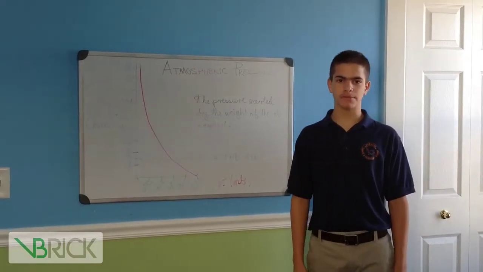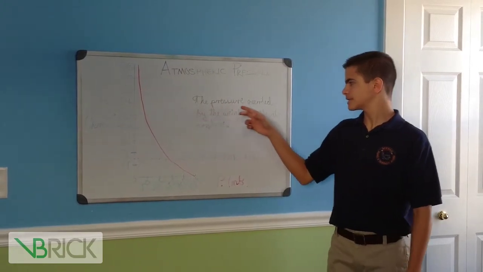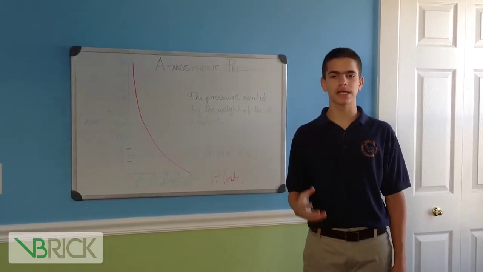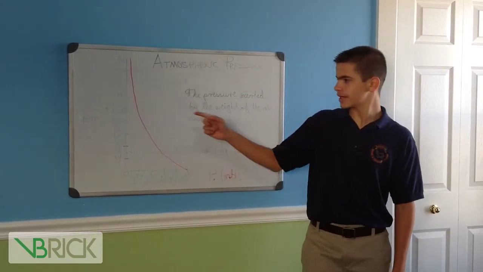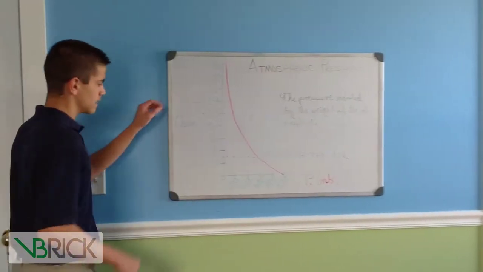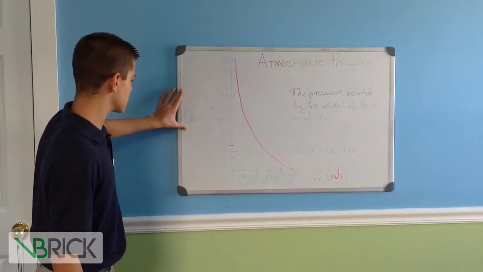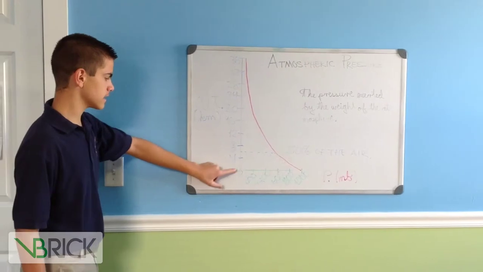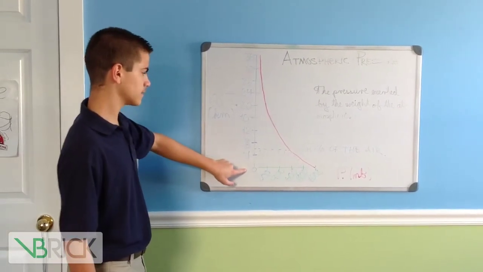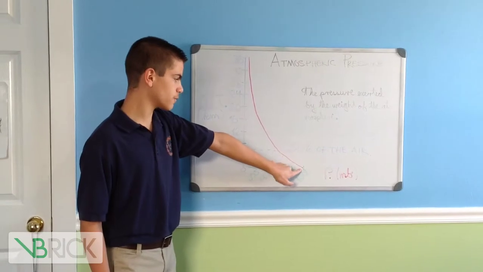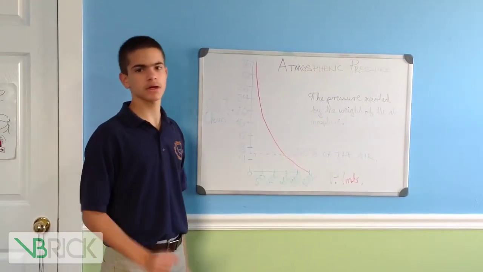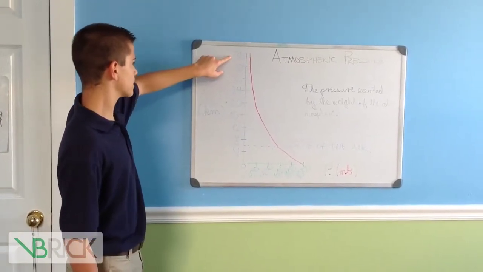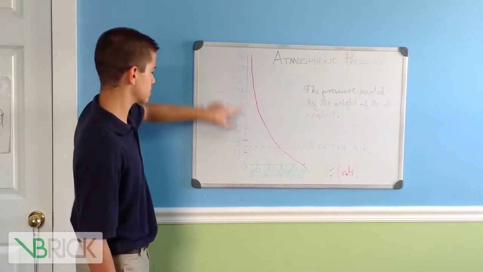The definition of atmospheric pressure is the pressure exerted by the weight of the atmosphere. We don't feel this weight because our bodies have already adapted to it. Over here, I have a graph that shows altitude in kilometers to pressure in millibars. We can see that at 0 kilometers, the pressure is 1,000 millibars, which is about 14 pounds per square inch. And at 36 kilometers, we can see that the pressure is almost zero.